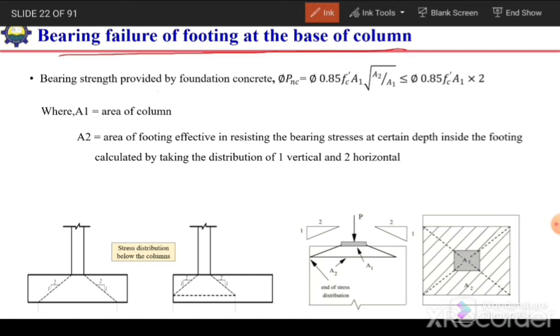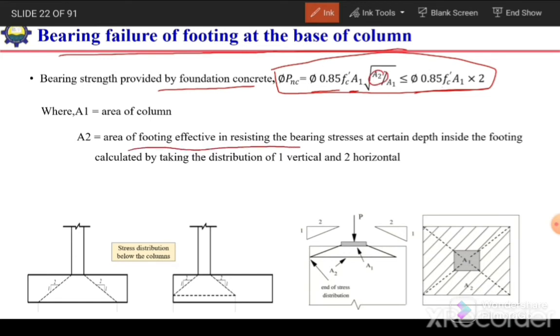The bearing strength provided by the foundation concrete can be calculated by using this formula, which is 0.85 Fc prime times the area of the column A1 multiplied by the square root of A2 over A1, and it should be less than 2 times 0.85 Fc prime A1. Here A2 is the area of the footing effective in resisting the bearing stress at a certain depth inside the footing, calculated by taking a distribution of 1 vertical and 2 horizontal. So we consider the distribution of stress inside the footing by 1 vertical and 2 horizontal.